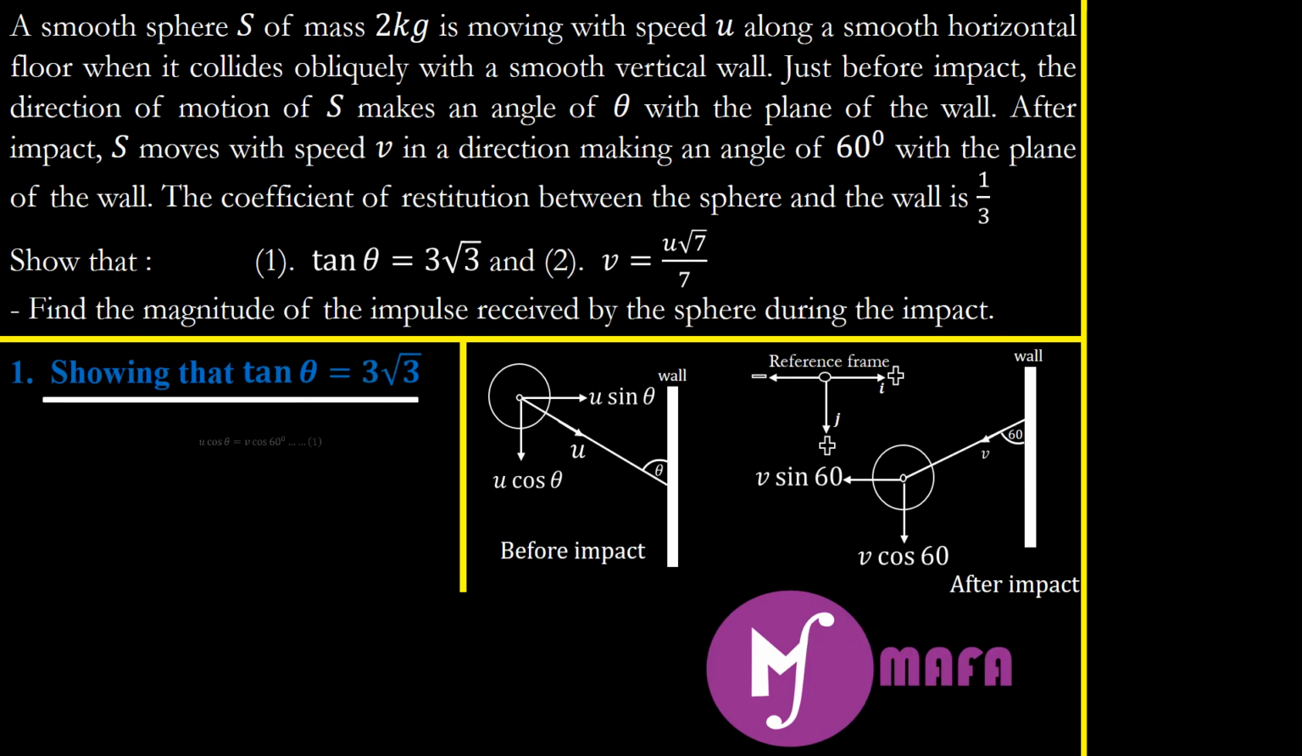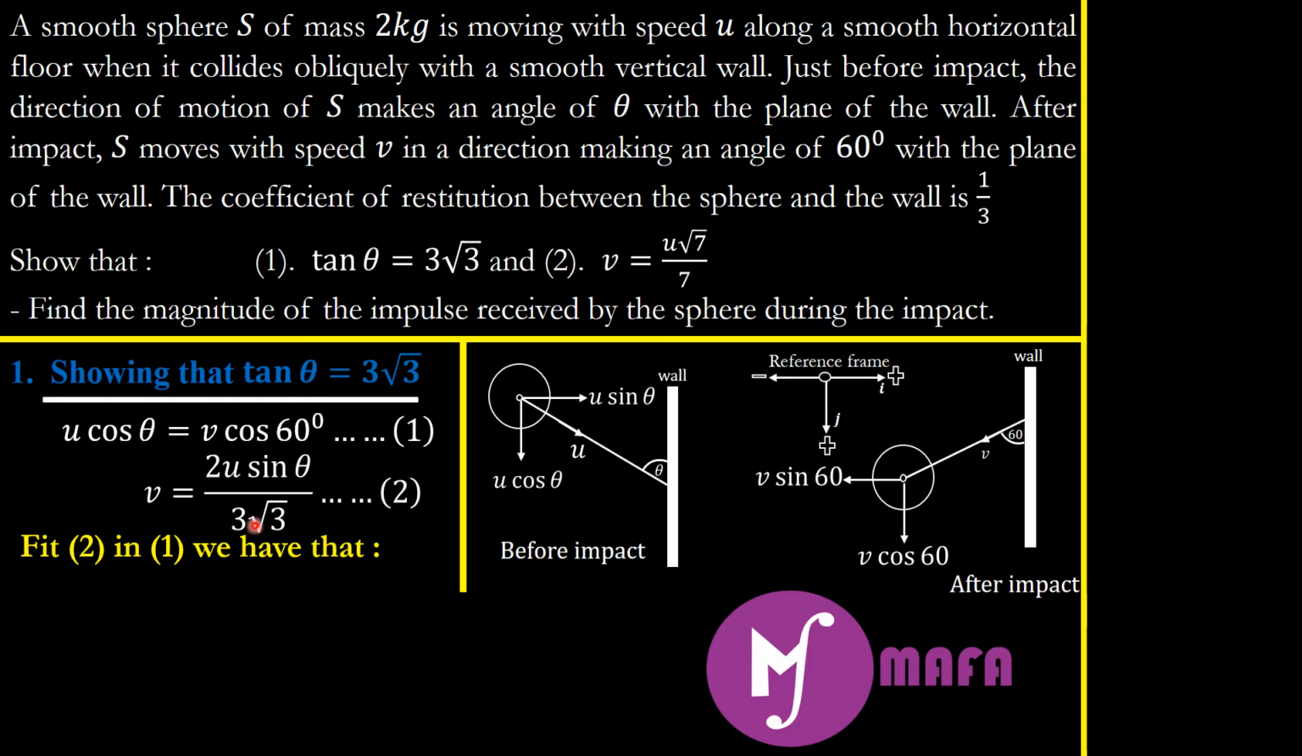Now we are going to look at these two equations keenly. We have equation 1, which is u cos theta is v cos 60, and equation 2, which is v equal to 2u sine theta divided by 3 root 3. So what we are going to do is take equation 2 and fit it in equation 1. So we are going to have u cos theta to be, in the place of v, I replace it with 2u sine theta on 3 root 3, and I multiply with cos 60.